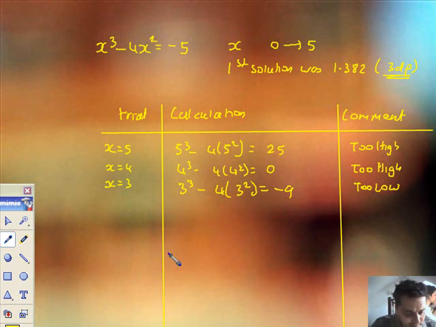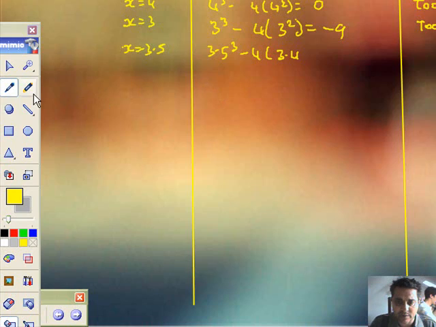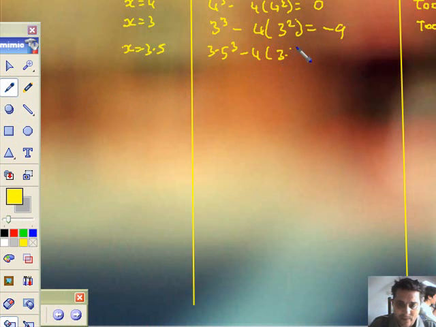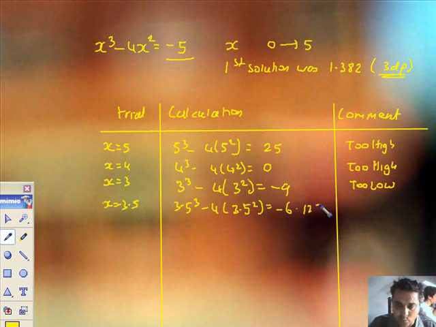So then I opted for 3.5. Obviously, I want to aim for minus 5, so between 0 and minus 9 must be the solution, so therefore 3.5 is where we need to go. So 3.5 cubed, take away 4 lots of 3.5 squared. That gave me minus 6.125.